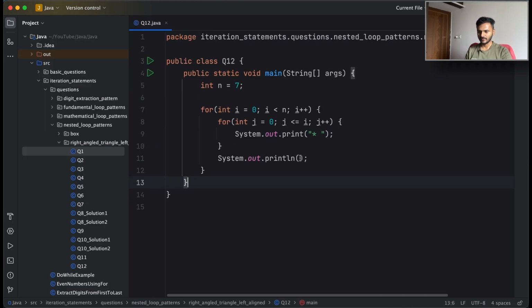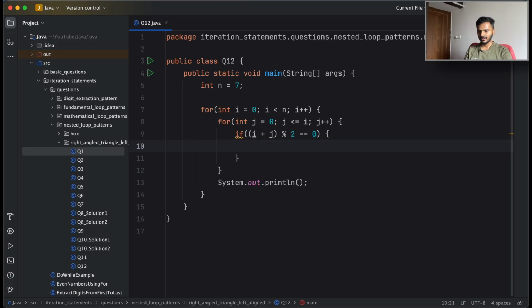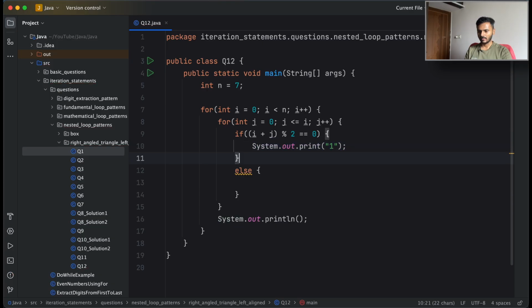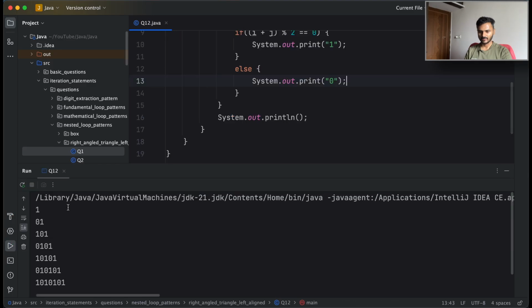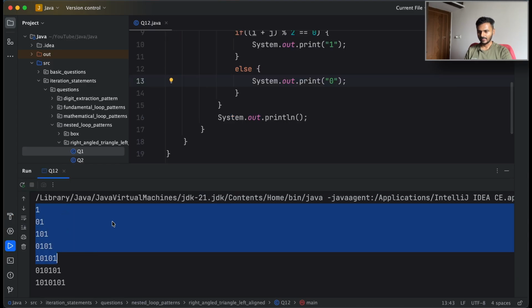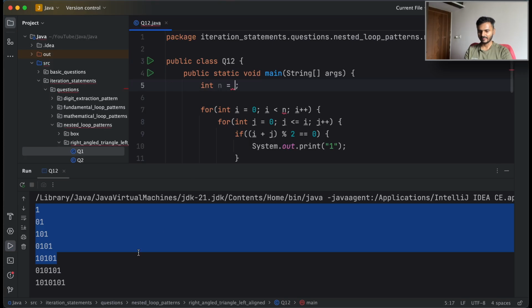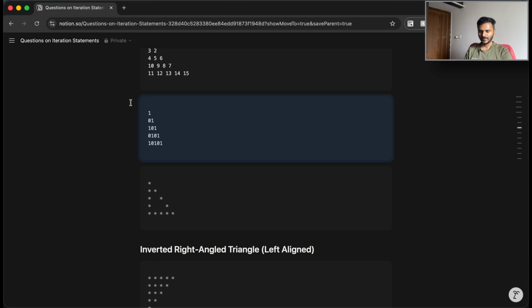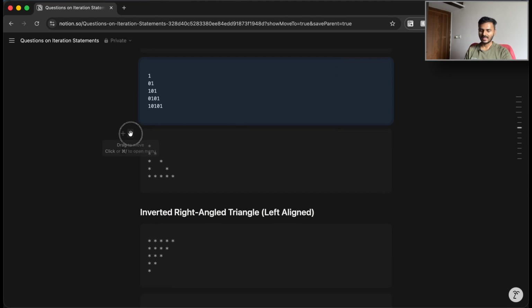And what we will have to do is first of all check if i plus j is an even number or an odd number, right? So if it is an even number, we have to print 1. If it is an odd number, we have to print 0. So if I run the code, what do we expect? We expect this 1, 0, 1, 1, 0, 1, and so on. And because we had n equal to 7, we are getting 7 rows. If I change it to 5, I'll get 5 rows, which is exactly what we expected to print, right? So with this clear, let's move on to the next and the last question.